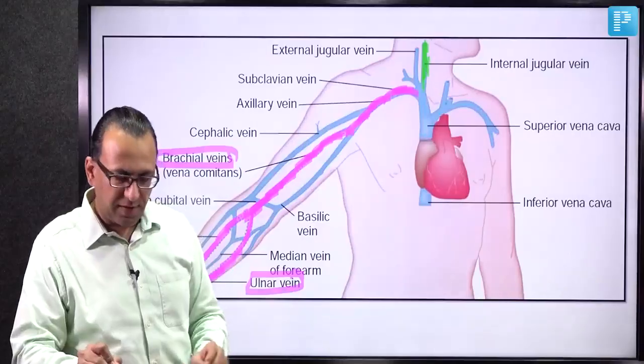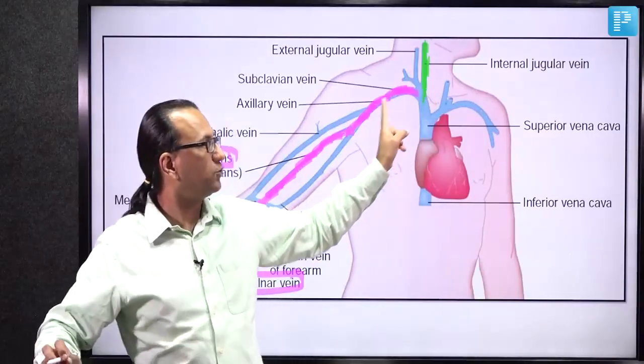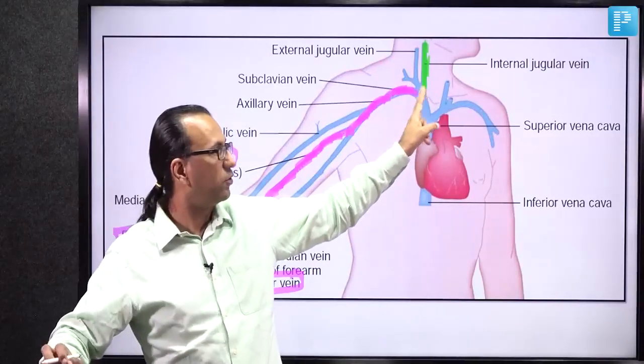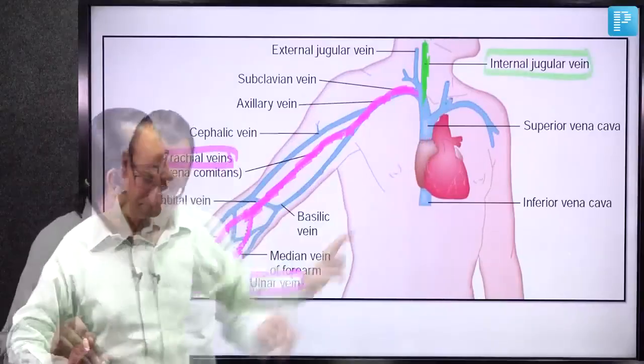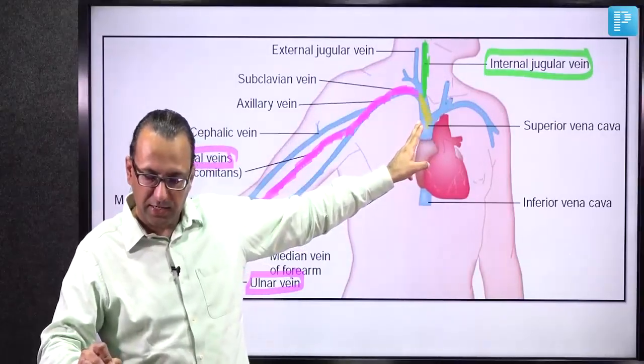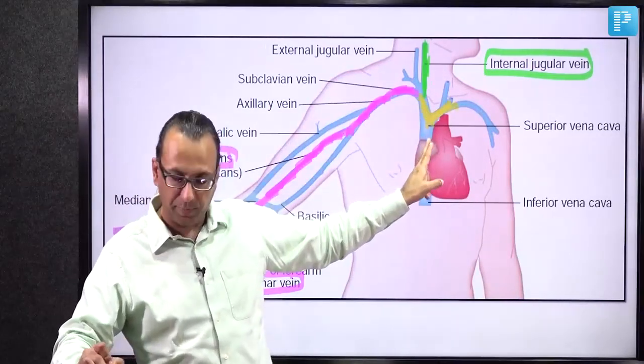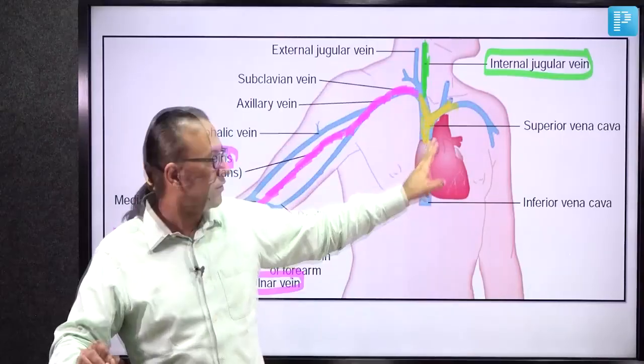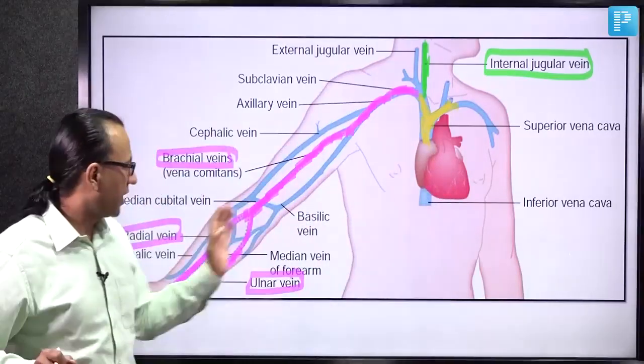The internal jugular vein is coming from the head and neck region and is joined by the subclavian vein, which is coming from the upper limb. Together they will form the brachiocephalic vein. And the brachiocephalic veins of the right side and the left side will join to form the superior vena cava, which will be entering the right atrium of the heart. Now that was regarding the deeper veins.